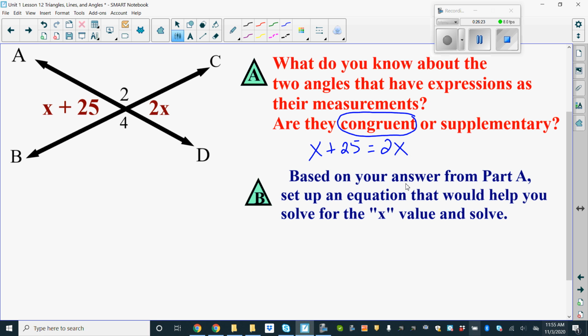So now we have to solve for x. x plus 25, I'm going to write it over here, equals 2x. Minus x on both sides, and I'm left with 25 equals x. And we are done.